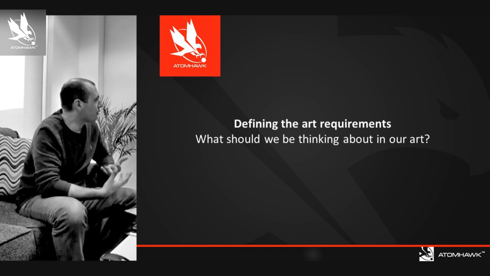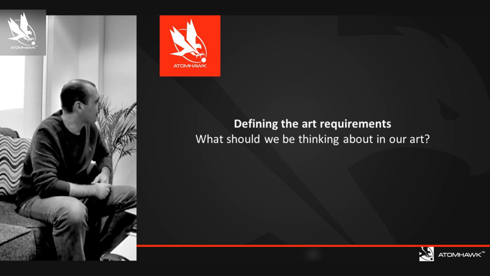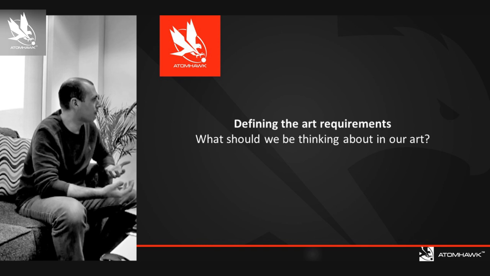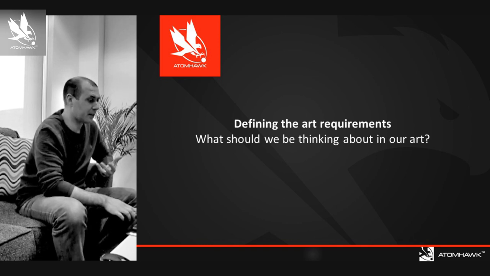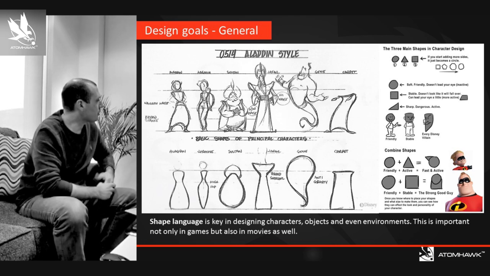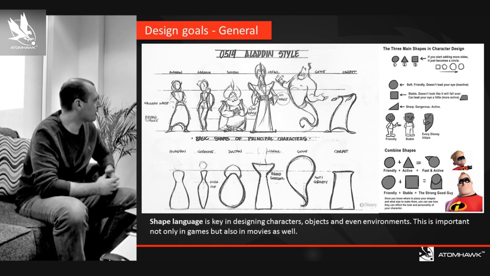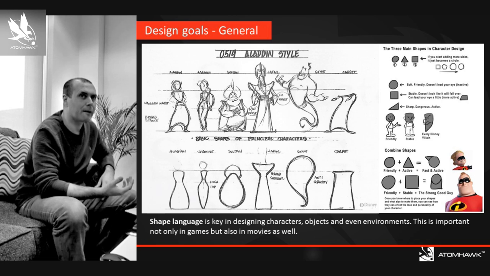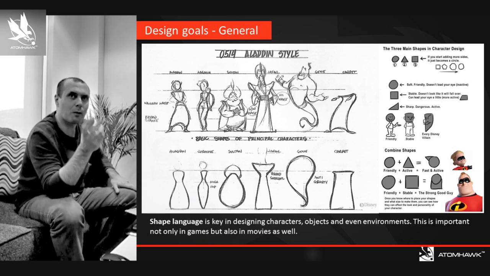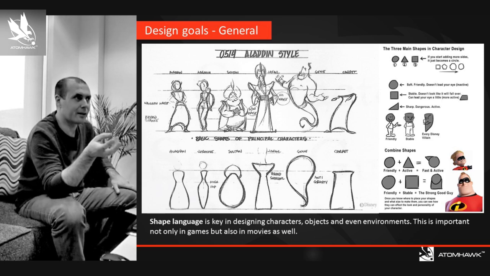So then once you've thought about this style and how you're going to communicate it, what are the requirements that you need from the team to be able to deliver on this? So some general design goals is always to think about shape language. And I think depending on where you train as an artist determines how much importance you put into this.